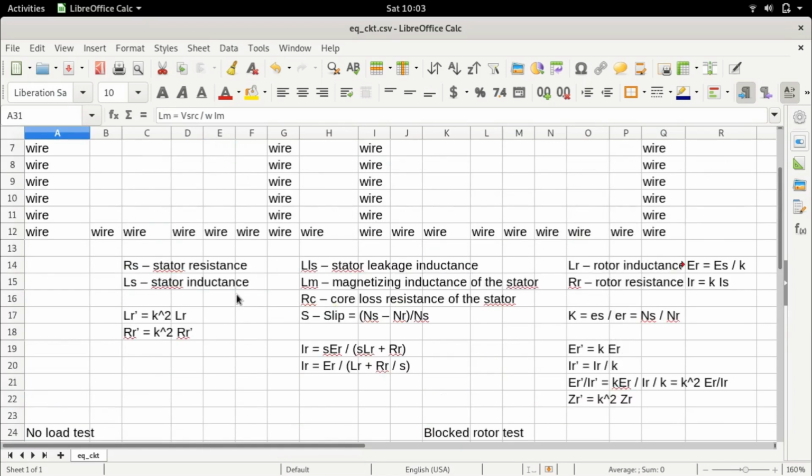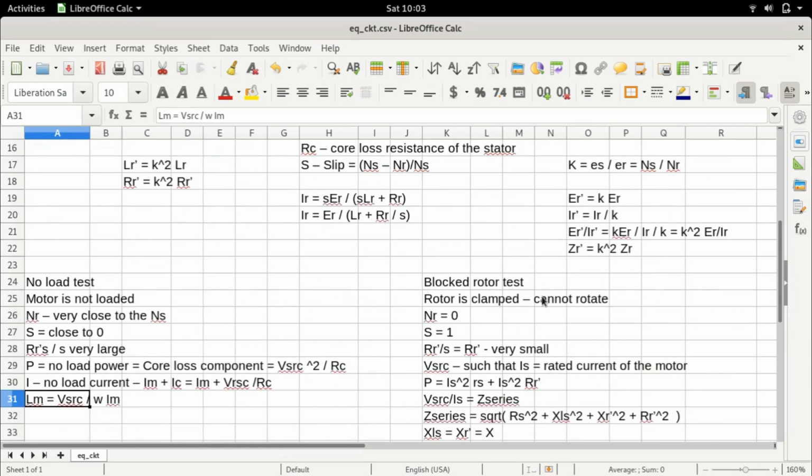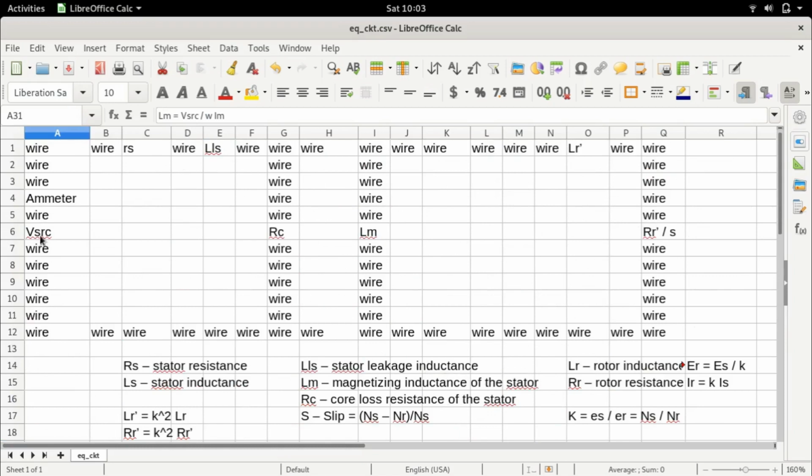So the next thing is the blocked rotor test. In the blocked rotor test, we apply a very low voltage such that the stator is drawing the rated current corresponding to the maximum rated power.